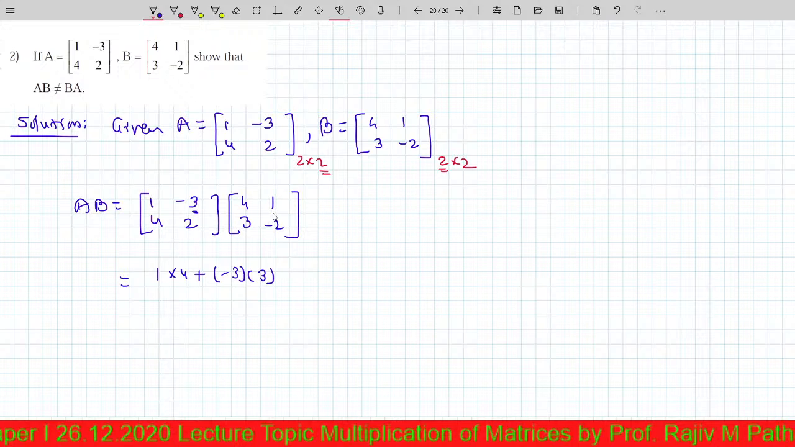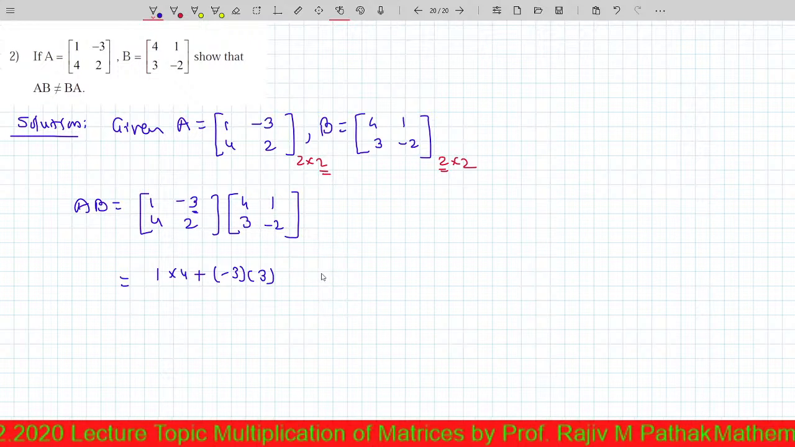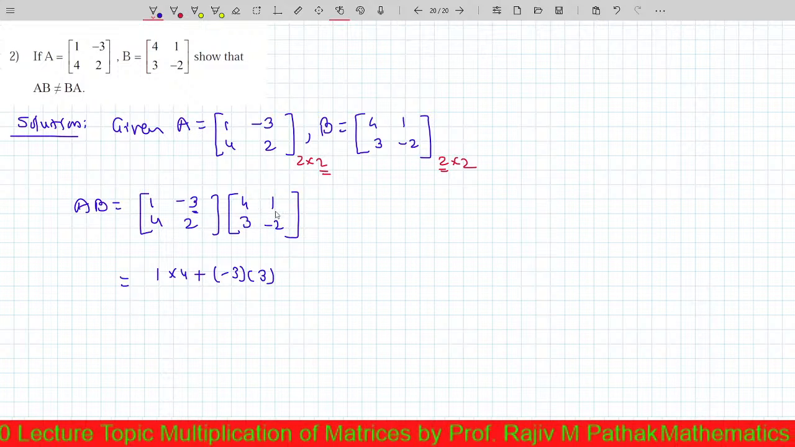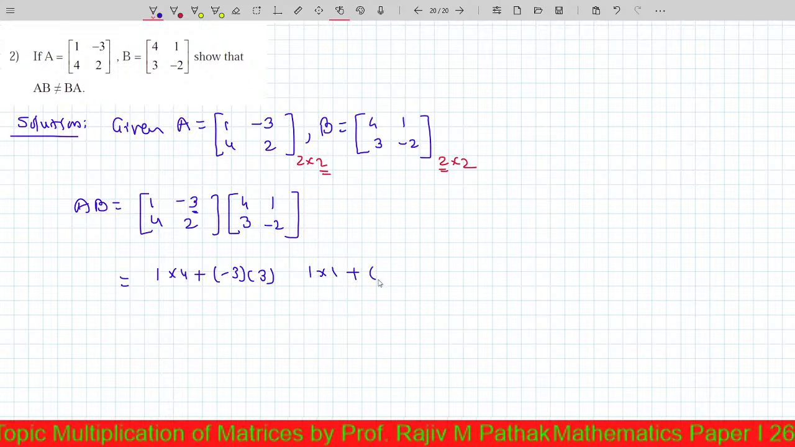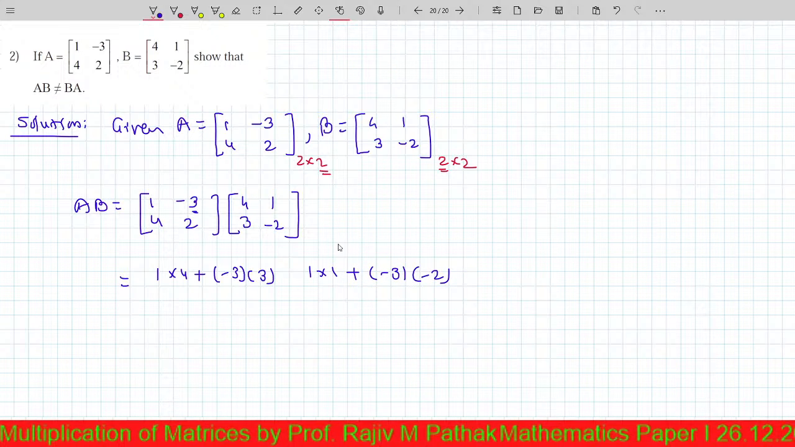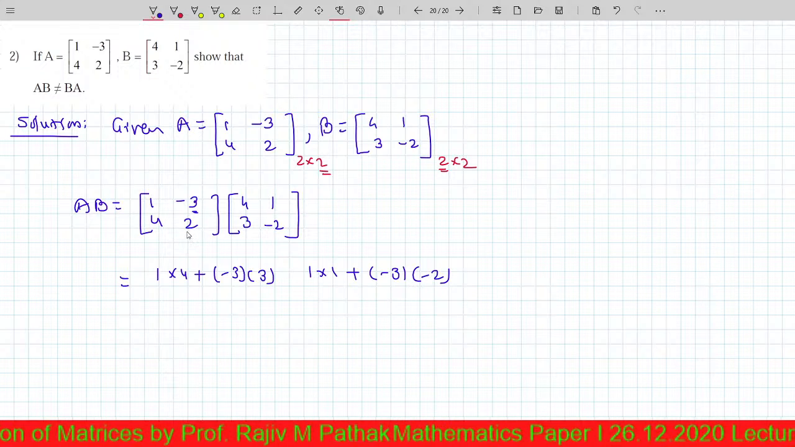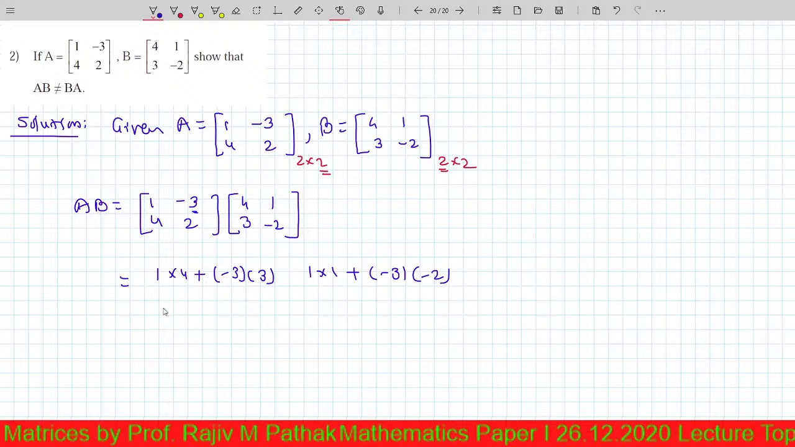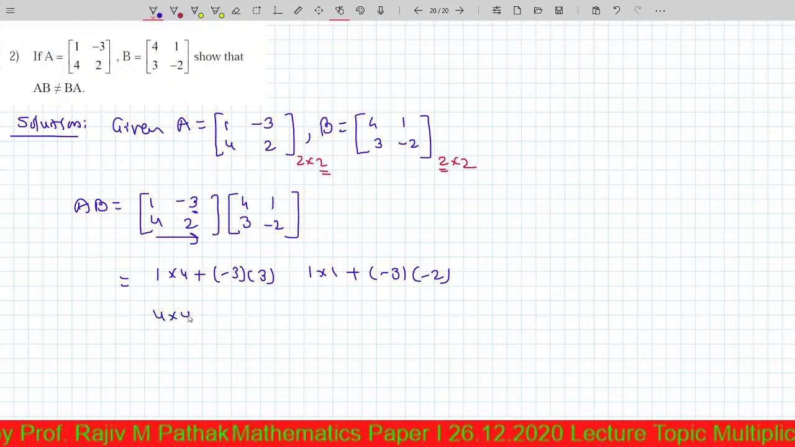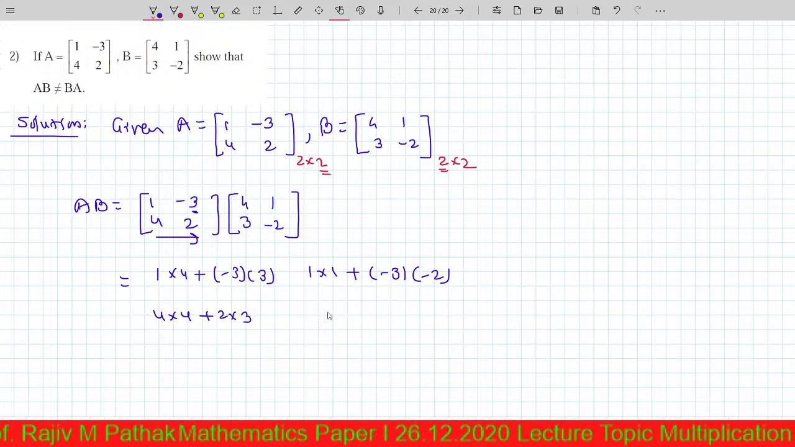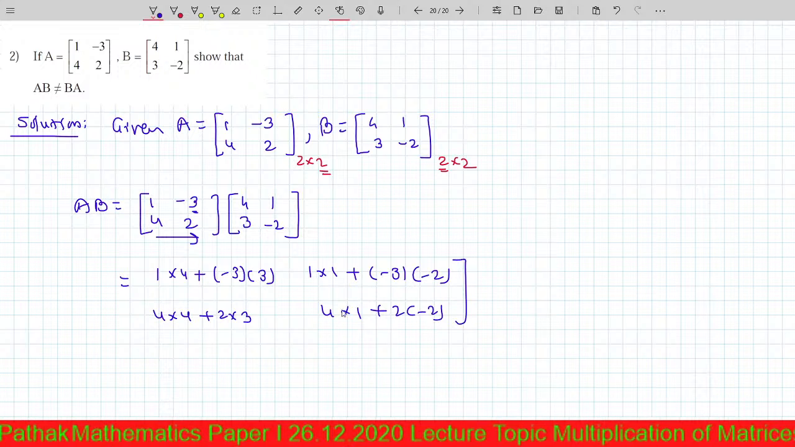Then you observe whether there is a second column in the second matrix. If there is, give space and perform the same procedure: first row with the corresponding elements of the second column. So 1 into 1 plus minus 3 into minus 2. Any other column? No. Then we have to change the row of the first matrix, so come down. Take the second row and first column, second row and second column. So this becomes 4 into 4 plus 2 into 3. Similarly, 4 into 1 plus 2 into minus 2. No rows and no columns are left.